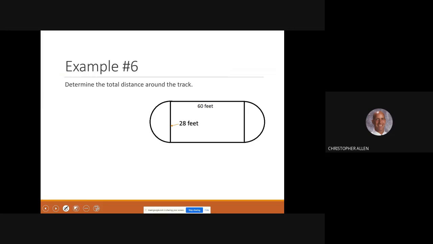So determine the total distance around the track. Now, when I say the total distance around the track, pretend that you're a runner and you are going to run all the way around. In fact, I think I'm going the wrong direction.